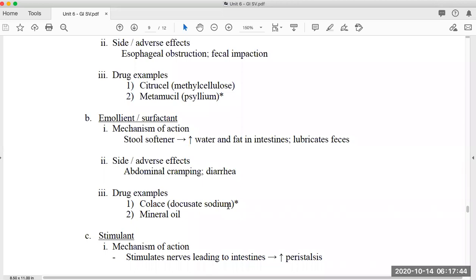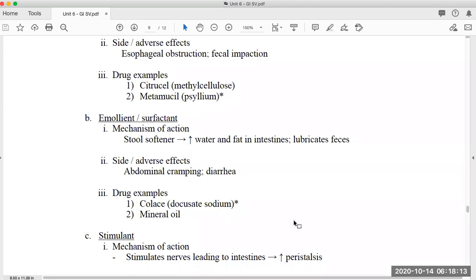So if we give that to the patient and then they swallow it, maybe they're taking too long to drink it, either way, some of that drug can get in that esophagus and basically bulk in the esophagus, and then the patient has an obstruction there, okay? We can also cause a fecal impaction as well. And that drug example again is Psyllium, and the trade name is Metamucil, but Psyllium is the only prototype generic name that you will need to know.